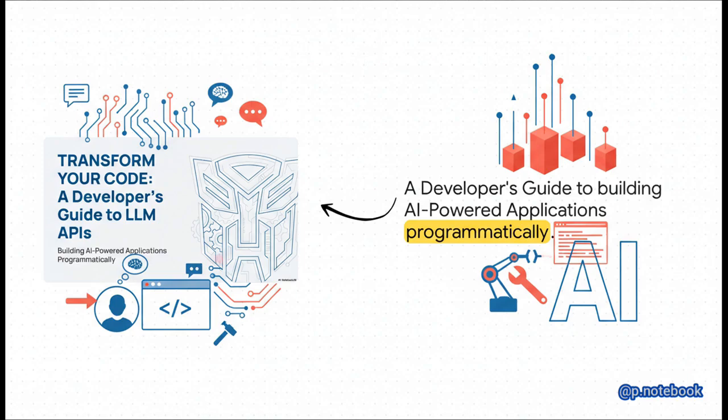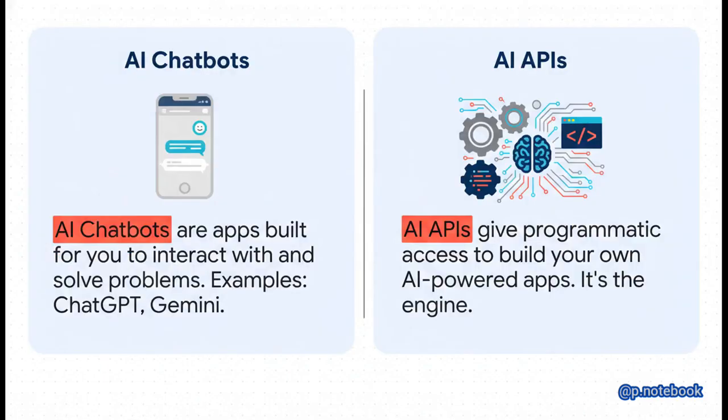Let's get into it. Okay, first things first, let's draw a really clear line in the sand here. On one side, you've got your AI chatbots. Think ChatGPT, Gemini, you know the drill. These are finished products, beautifully polished for users to talk to. But on the other side, that's where the magic happens for us. We have AI APIs. This is for developers. This is the engine room. It gives you raw, programmatic access to the AI models themselves. And we're here to hand you the keys to that engine.